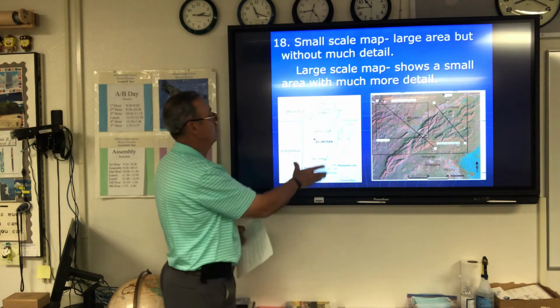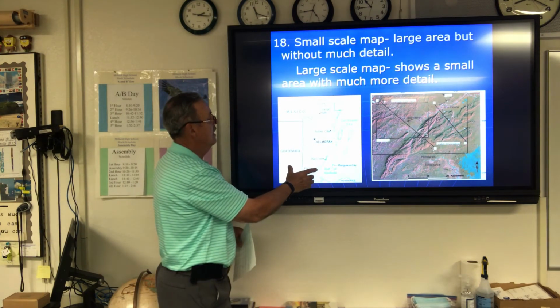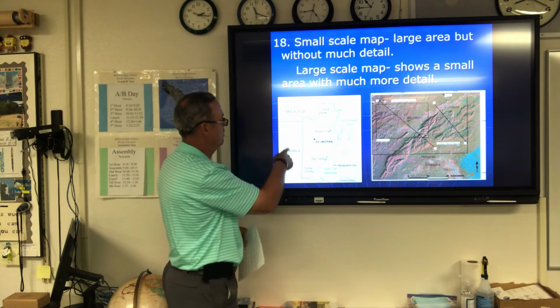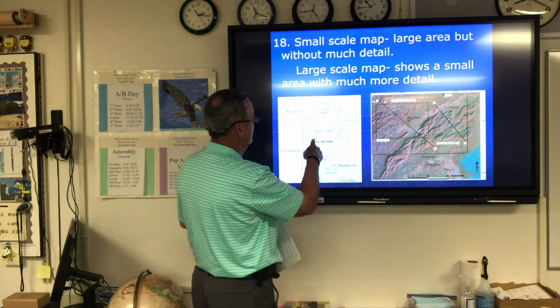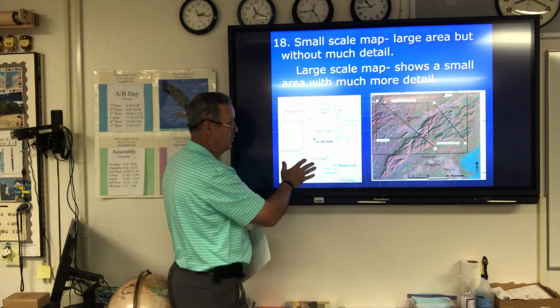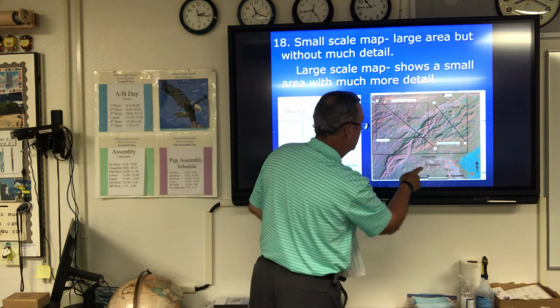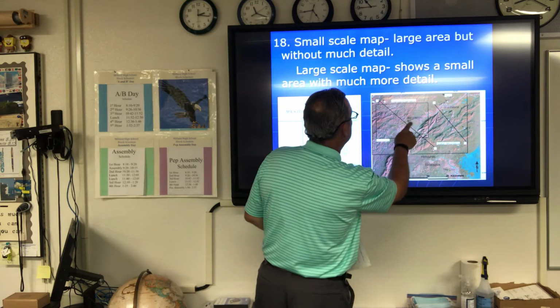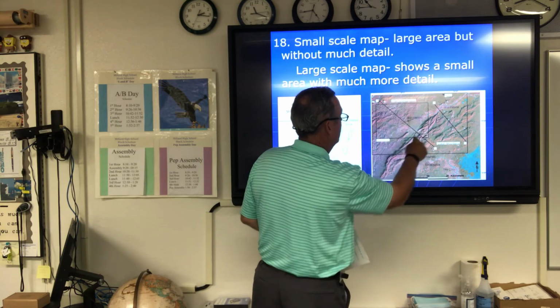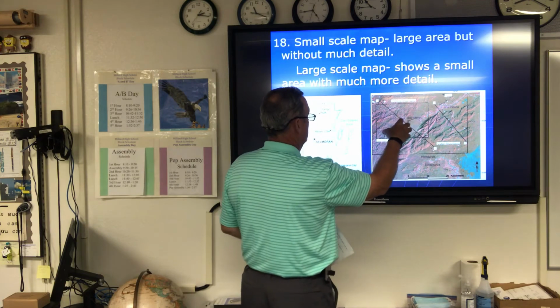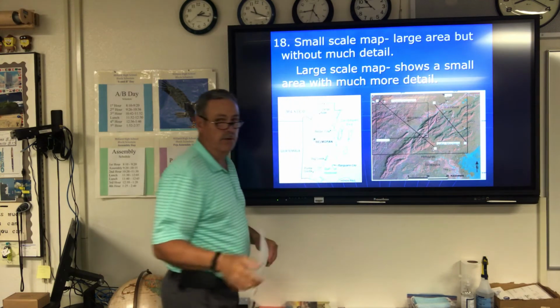So this is the country of Belize, right next to Mexico and Guatemala. That's fairly big. That would be small scale because it's a larger area. Over here, this is Honduras, Nicaragua, but you're kind of focusing on this area right there. So that would be a smaller area, and it would have more detail.